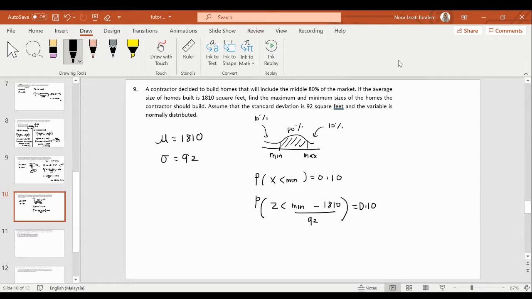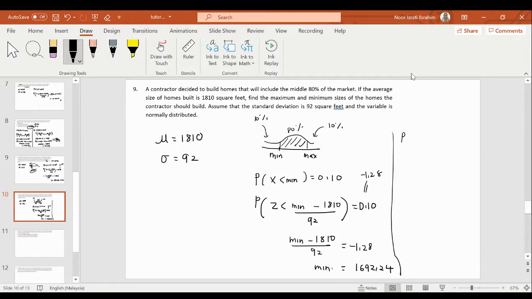From the table, for the probability of 0.10, the z value is negative 1.28. That means minimum minus 1810 divided by 92 is negative 1.28. That will give us the minimum as 1692.24. The answer given in the tutorial is slightly different, but we should consider this answer.